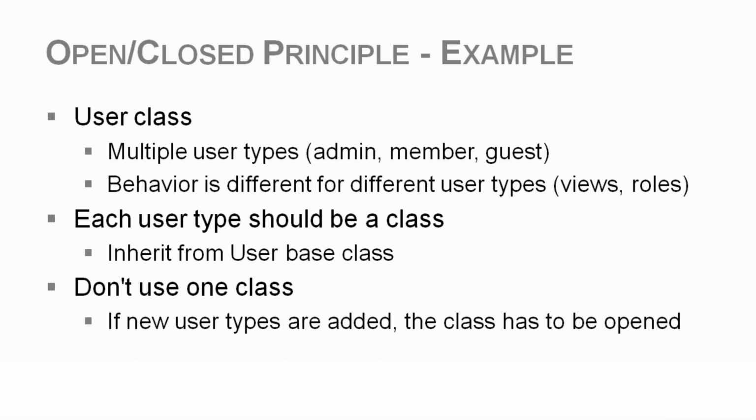So instead, each one of our user types should actually be a class unto itself, and they should inherit from a user-based class. So I'll have that user-based class, it'll be all closed up. An admin class will have responses that are appropriate for admin, a member will have appropriate responses and methods for members, and a guest will have their appropriate responses. So we won't use just one class. If we need a new user type, then we just create a new class that inherits from the user-based class.